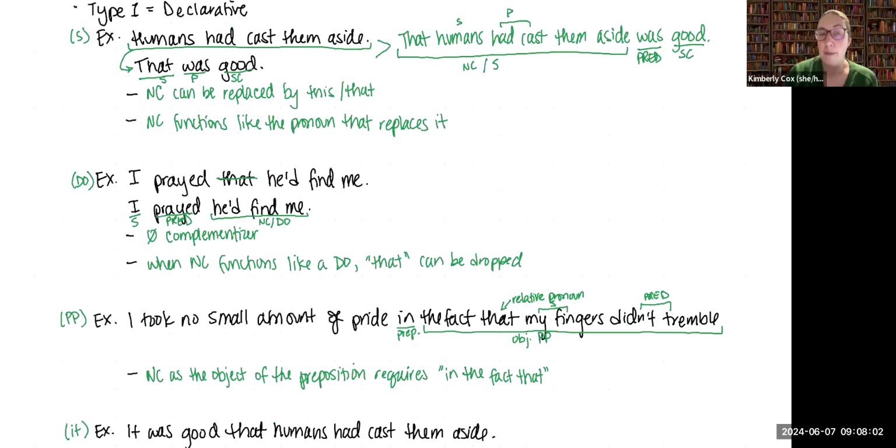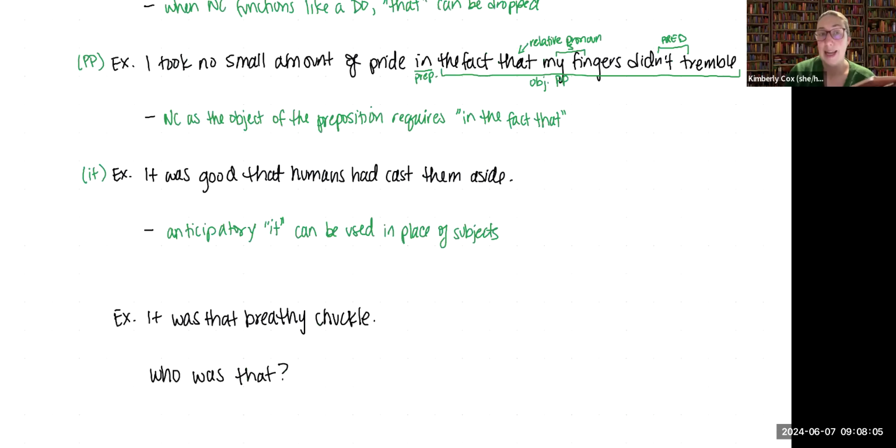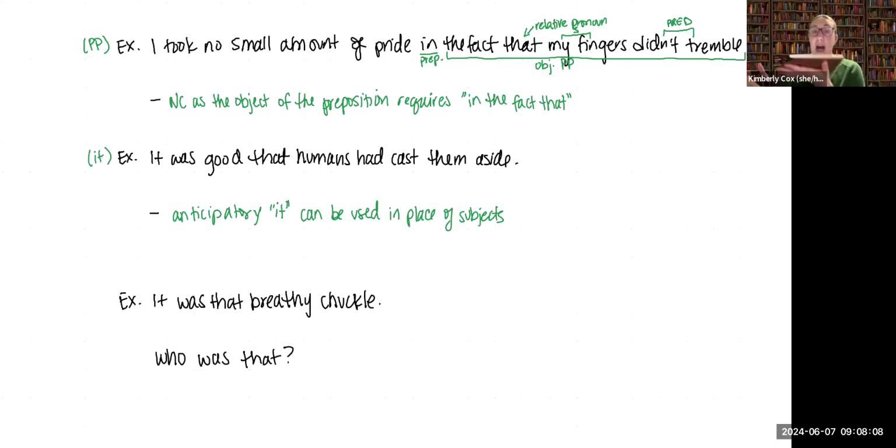So let's take a look at what happens if we come down to the anticipatory "it." Instead of saying "that humans had cast them aside was good," we can replace it with "it," which introduces or anticipates this noun clause that functions like a subject. And we can say, "It was good that humans had cast them aside." So it means the same thing, but it's a little bit more conversational or less formal to say, which makes it a little less cumbersome.